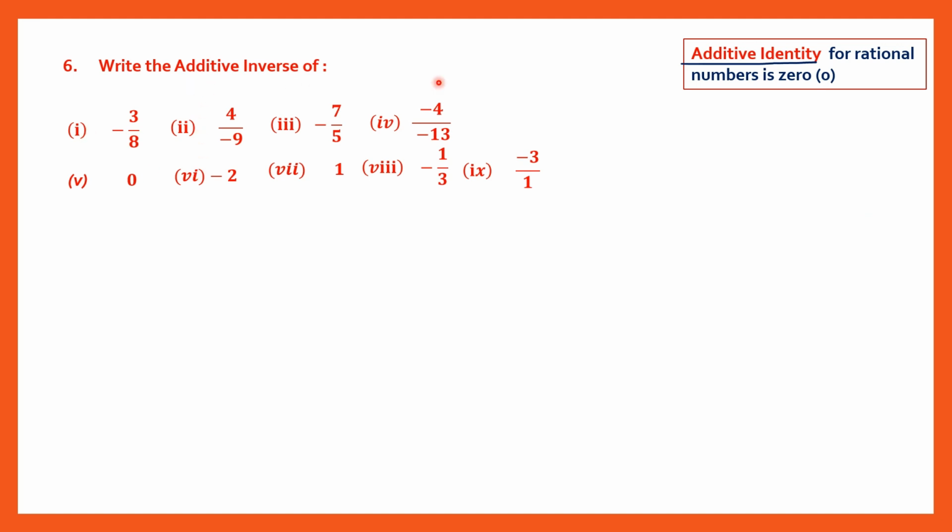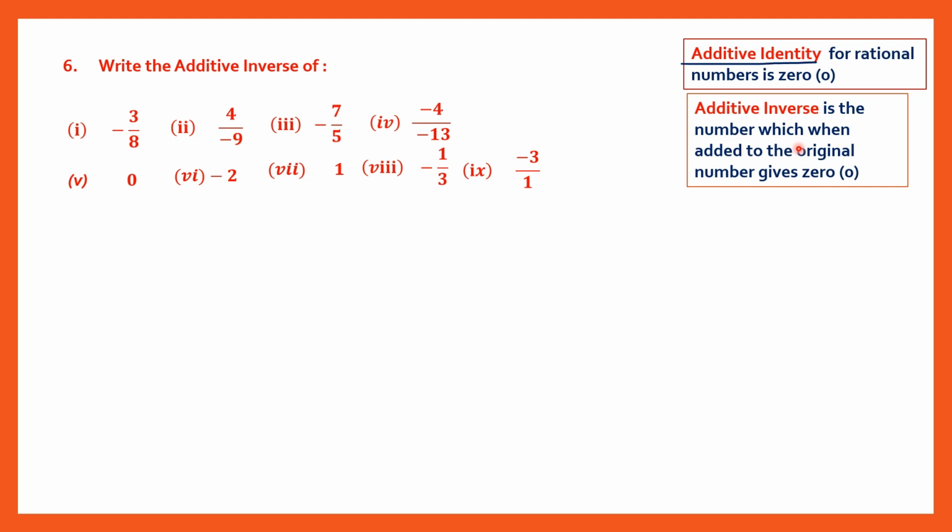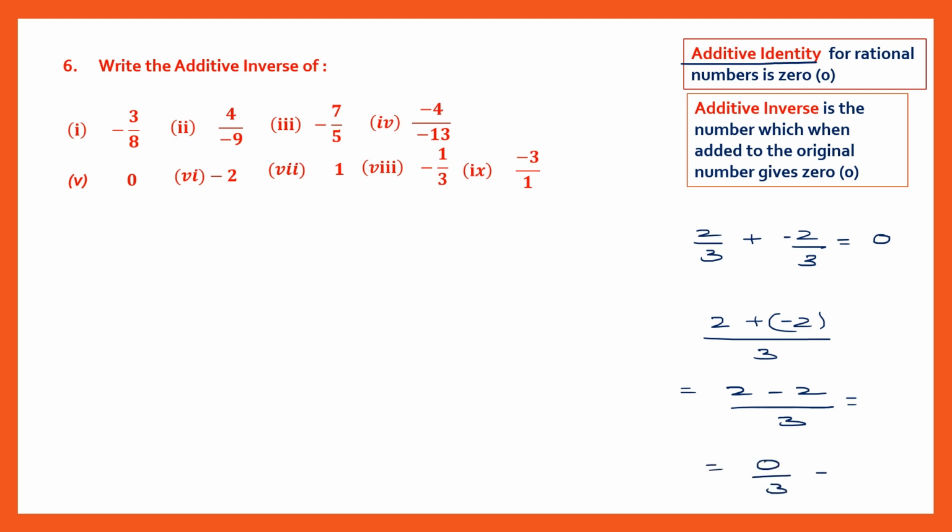Now what is the additive inverse? Additive inverse is the number which when added to the original number gives 0. That is, if I take the number 2 by 3, now what should I add to this to get 0 as my answer? Now this 2 by 3 is a positive number. If I add the negative of this, minus 2 by 3, let's see what we get. Okay, so the LCM is 3. Then the numerators remain the same. 2 plus minus 2, which is equal to 2 minus 2 by 3. 2 minus 2 is 0. 0 by 3 is equal to 0.